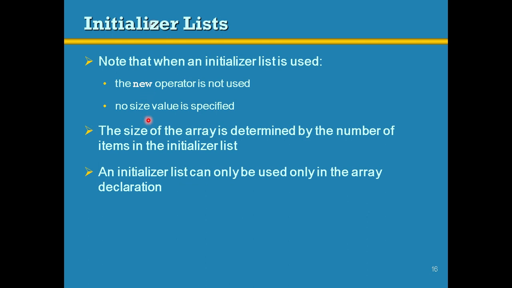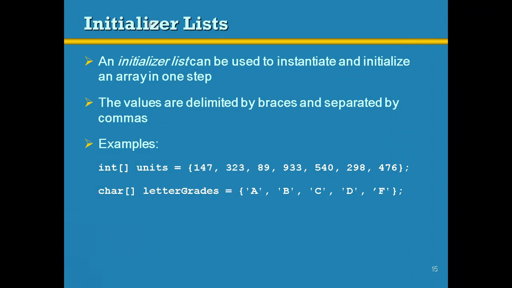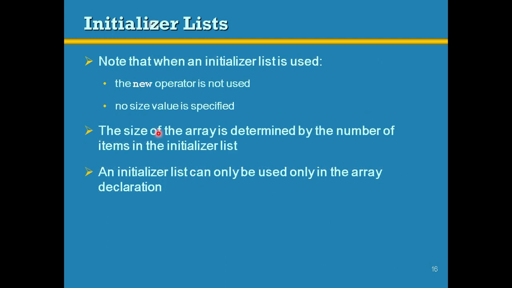And there is no size specified. When we see the example here, is there a new operator? No. Is there any number of elements mentioned? No. The number of elements means whatever you are giving, that will be the number of elements. Here 7 elements are there. So no size value is specified and the new operator is not used.